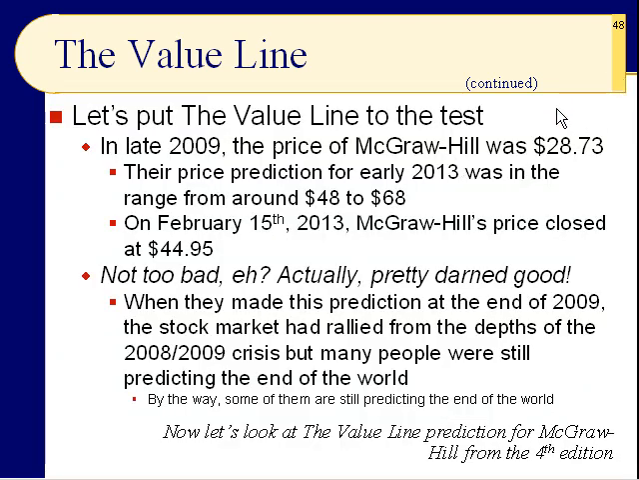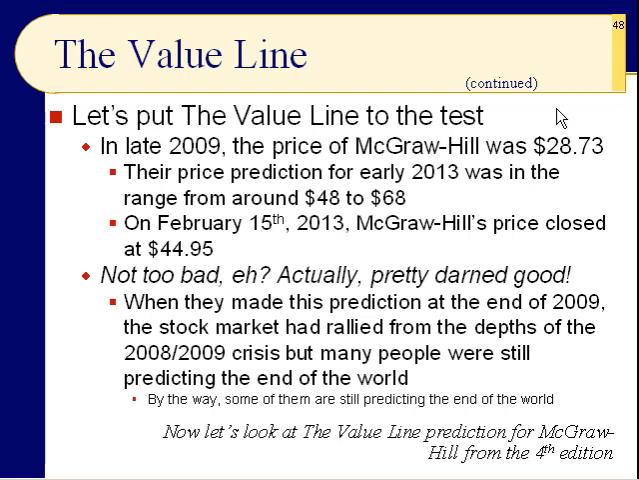So, slide 48. Let's put Value Line to the test. In late 2009, the price of McGraw-Hill was $28.73. And their price prediction for early 2013 was in the range from $48 to $68. On February 15th, 2013, McGraw-Hill price closed at $45. Not too bad, huh? Actually pretty darn good.